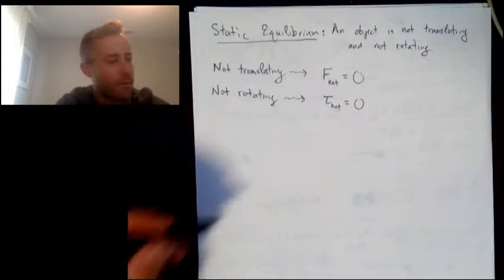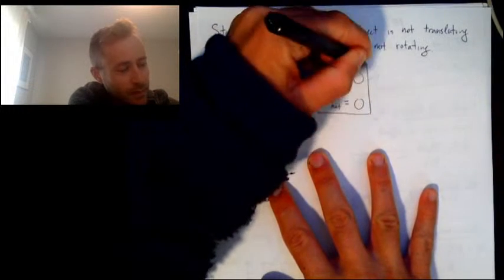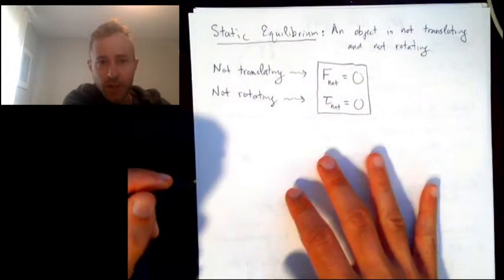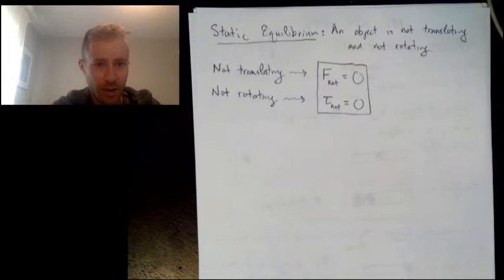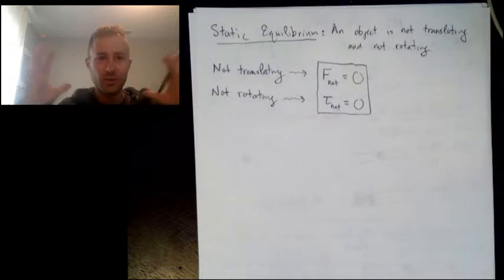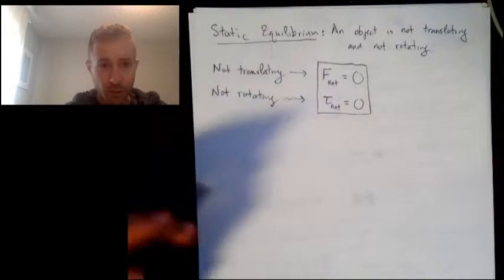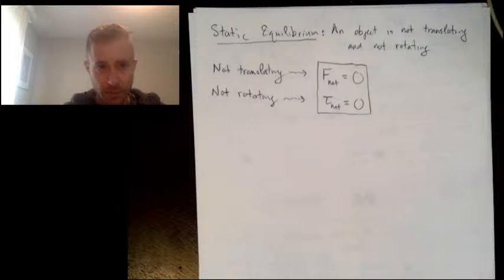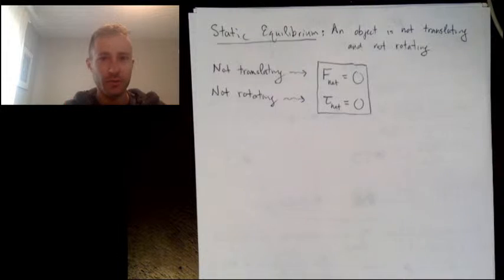So if you have both of these things true, then you will have static equilibrium and the object will be completely still. All right? So this is used in engineering a lot. Any physical structure that you want to be completely still must have a net force of 0 and a net torque of 0. So that's used to figure out what the various forces and torques are within the object.